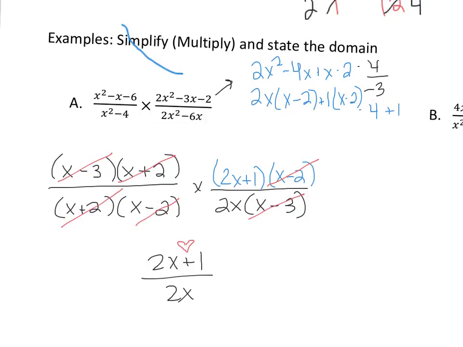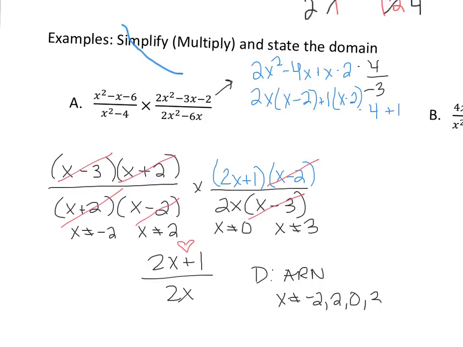If we are going to state the excluded values for this problem, we want to state anything that would ever make the denominator 0. So I'm going to have quite a few because I have two denominators here. So x can't equal -2 from that first factor. X can't equal 2 from that second factor. X can't equal 0 from that 2x. And x can't equal 3. So my domain would be all real numbers, except x can't equal -2, +2, 0, or 3.